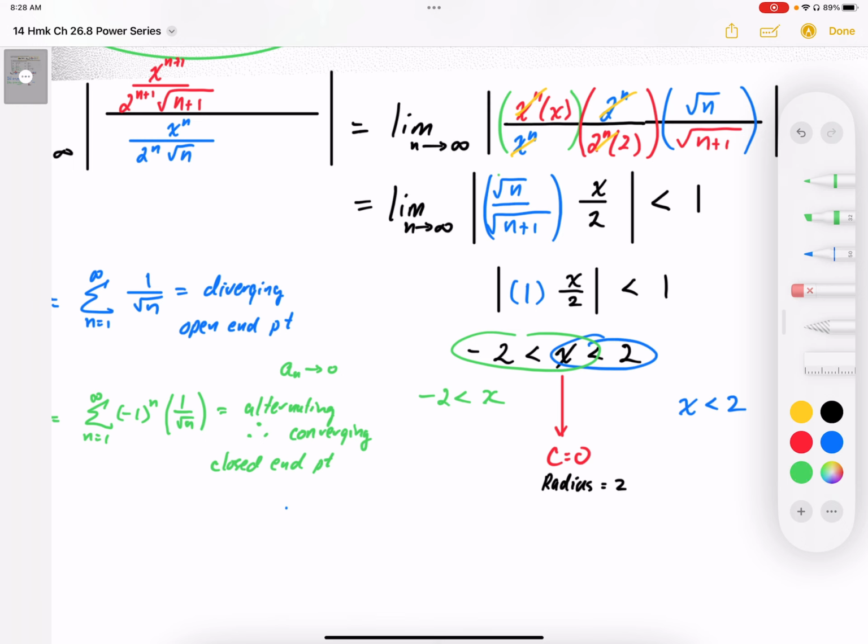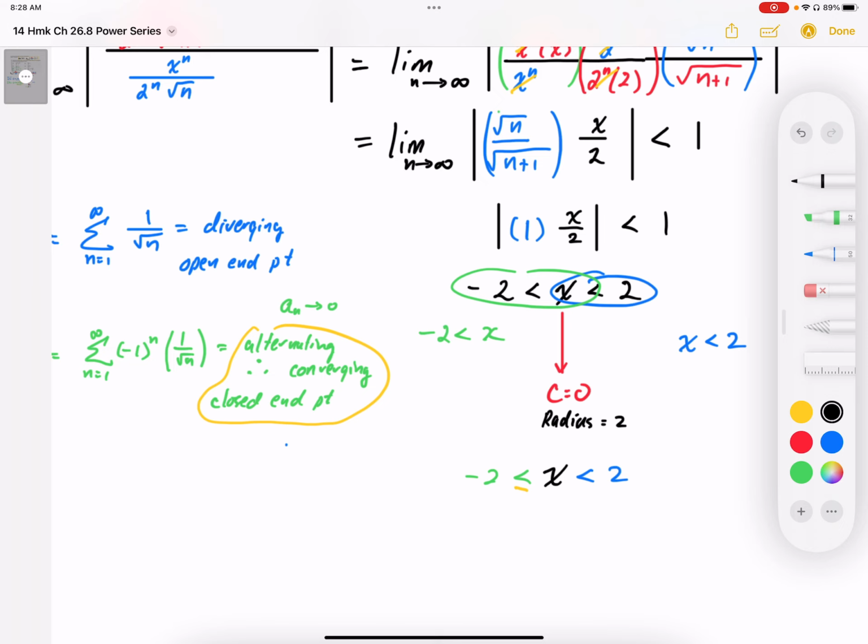So my interval that I had from my ratio test was less than 2 and greater than -2. Maybe I'll do this in a different color. Because this endpoint is converging, that is a closed endpoint, or we make it equal to. So our center is 0, our radius is 2, our interval looks like this. We can show it in interval notation as well as -2 to 2. So this is a half open interval.